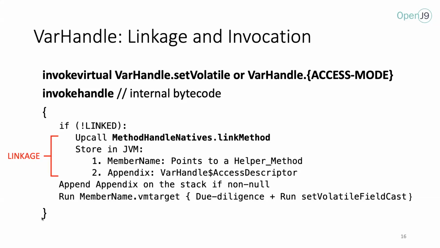And in the context of the VarHandle example shown earlier, this helper method is going to do some due diligence, which is going to make sure the right arguments are on the stack, and then it's going to call the setVolatile member name, the member name for the access mode, which is going to be the setVolatileField cast lambda form that was shown earlier.